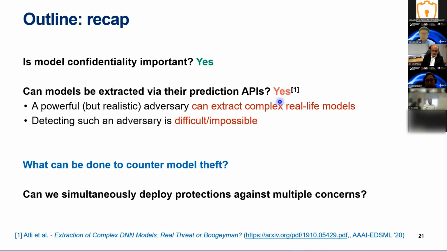So I hope that I have convinced you that model confidentiality is important and that models can be extracted via the APIs. If you assume a powerful but realistic adversary, I hope I have convinced you that they can extract complex real-life models. And then again, with a reasonably powerful adversary model, detecting such an adversary may not be feasible.